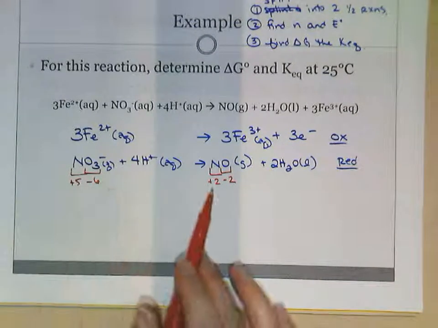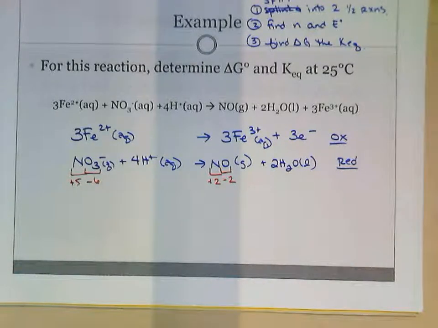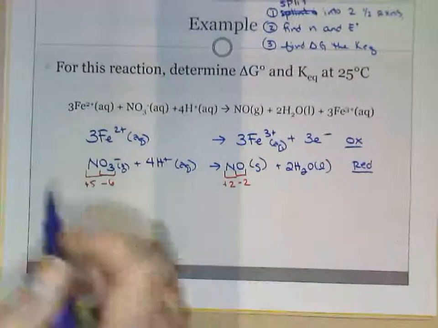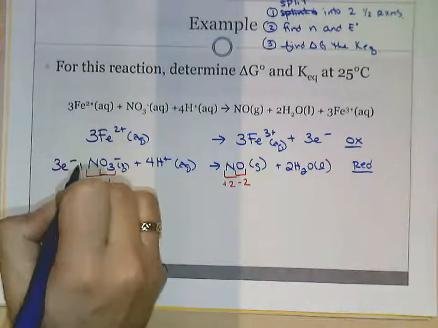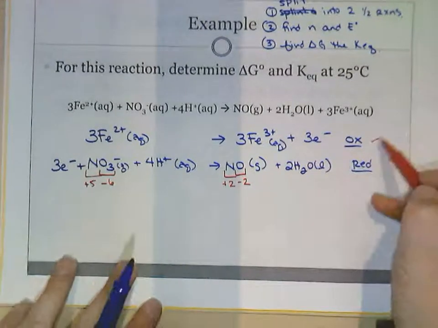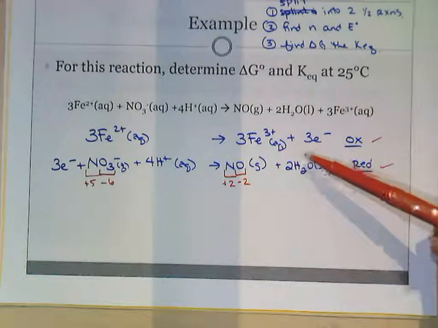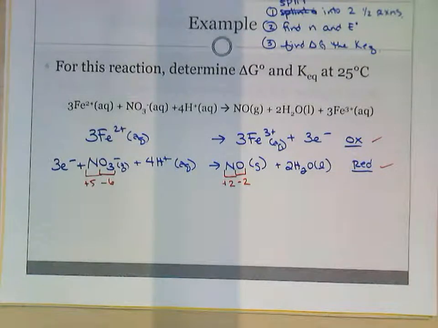Is that a reduction? Okay, so then where do I put those electrons? As reactants, and how many do I need? 3. Is everything else balanced in that half? The hydrogen's balanced, the oxygen's balanced, the nitrogen's balanced. All right, so we're done. Do I need to do anything to combine these top and bottom? Would the electrons cancel out? The electrons would cancel out. I am done doing stuff.